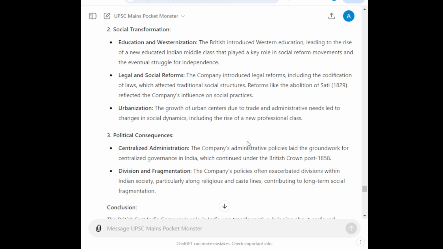Centralized administration. The company's administrative policies laid the groundwork for centralized governance in India, which continued under the British Crown post 1858 and so on. The centralized governance, centralized model, administrative structure. All right, and division and fragmentation. The company's policies often exacerbated divisions within Indian society, particularly along religious and caste lines, contributing to long-term social fragmentation. So yeah, the policy was to exacerbate the already existing fault lines.